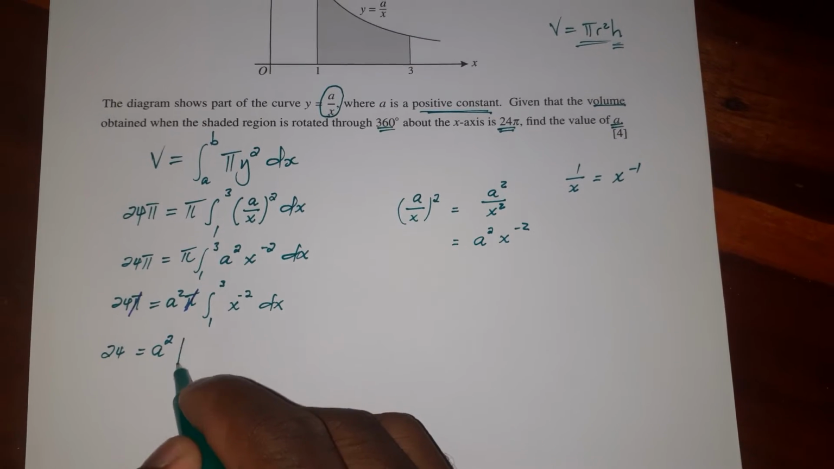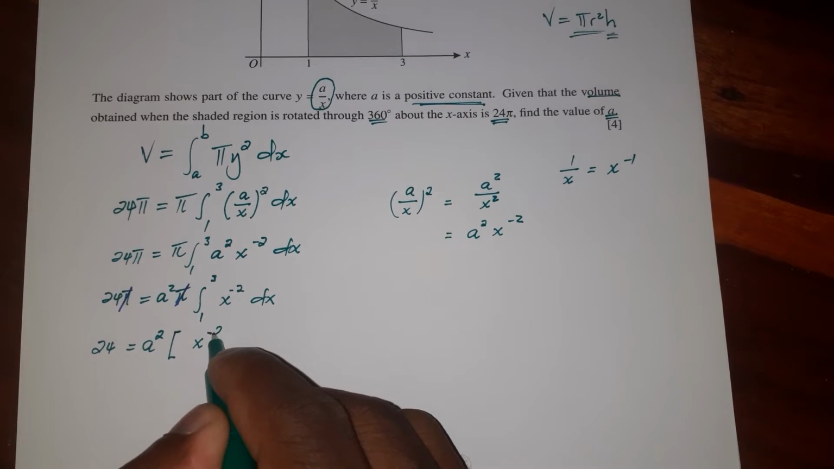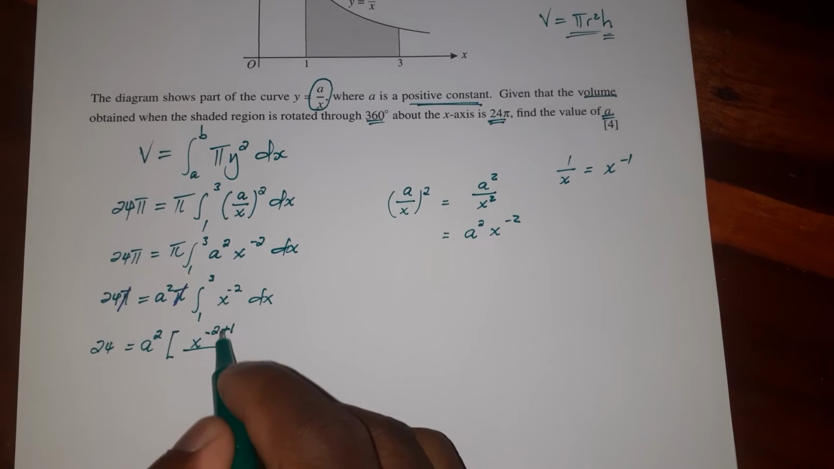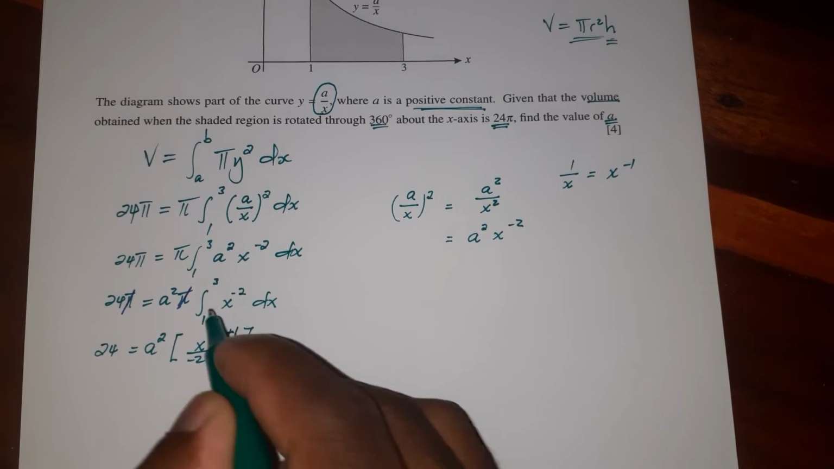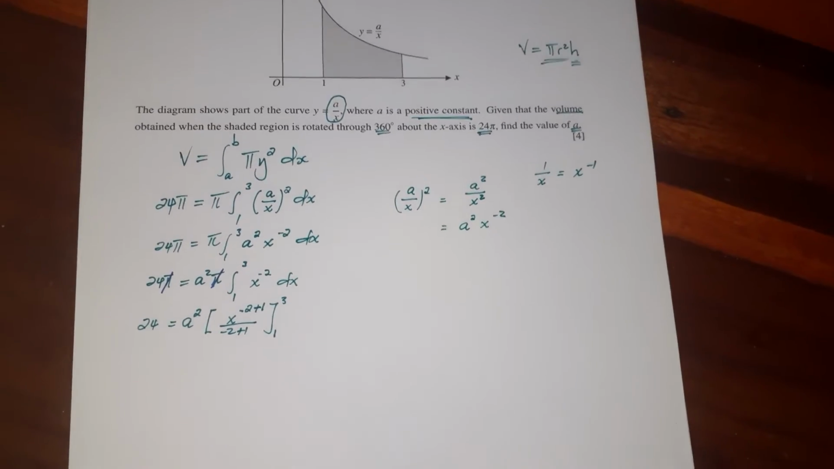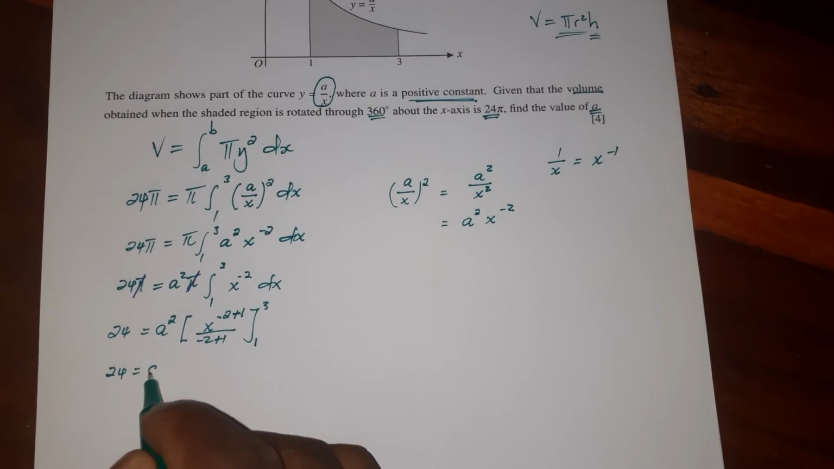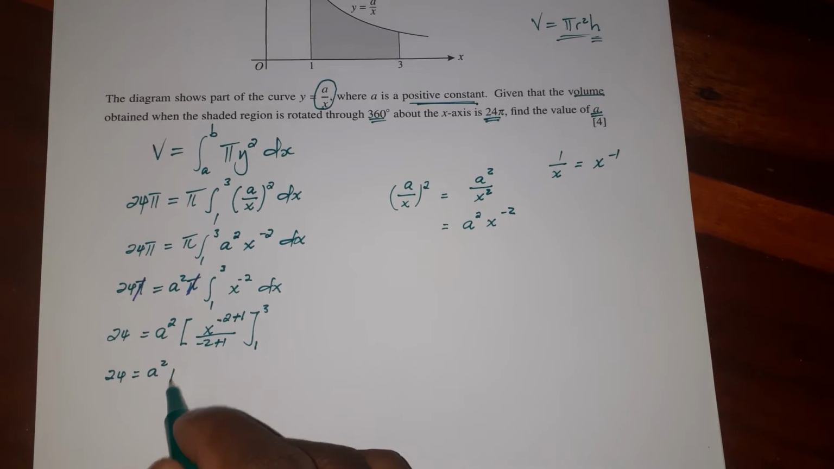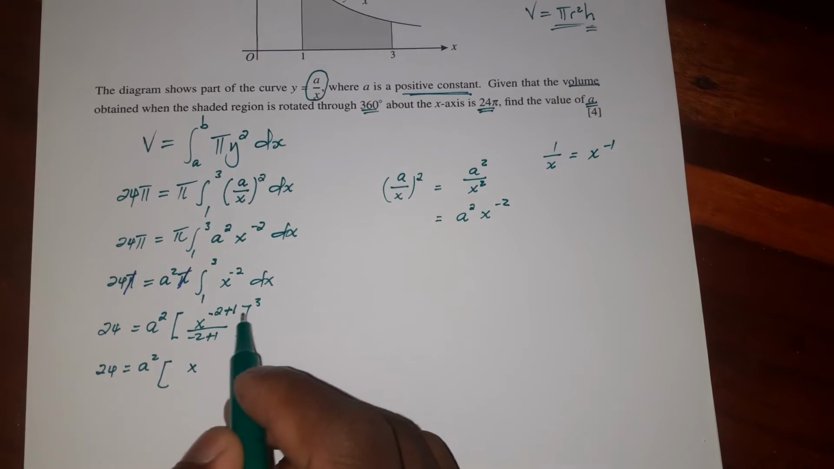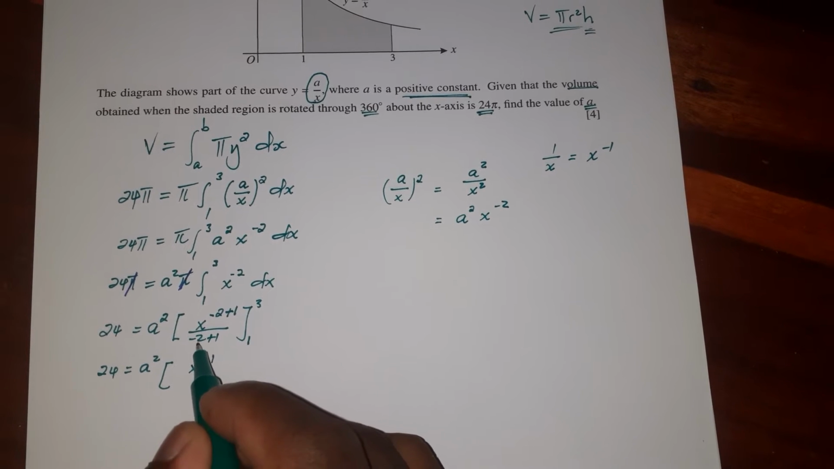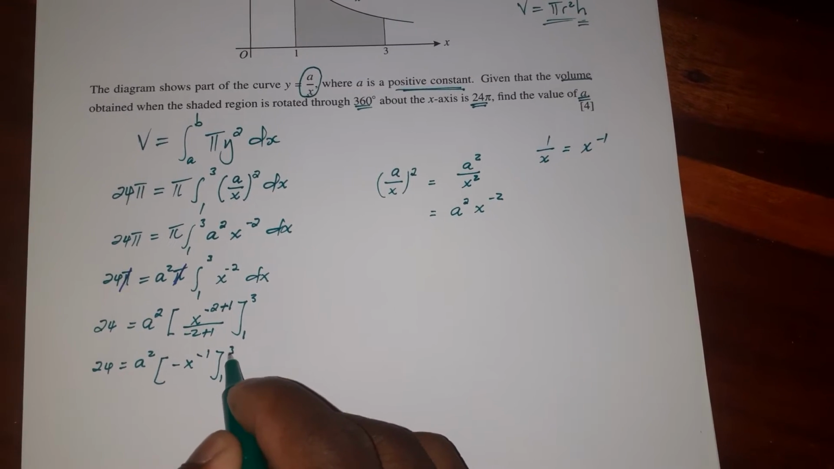Now integrating that, we are going to have x to the power minus 2 plus 1, and we divide by what we have here, which is minus 2 plus 1, from 1 to 3. Now here we are going to have 24 equals to a square x to the power minus 2 plus 1, that is minus 1. We can now write minus 1 in front of the x, from 1 to 3.